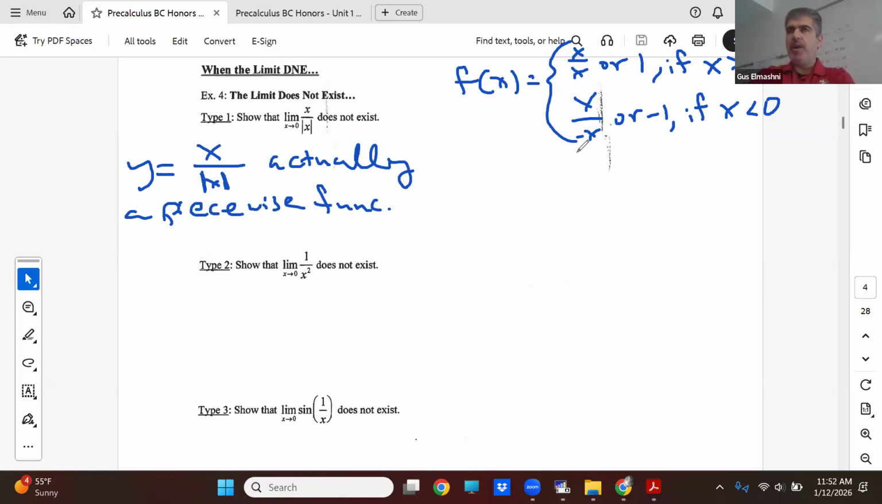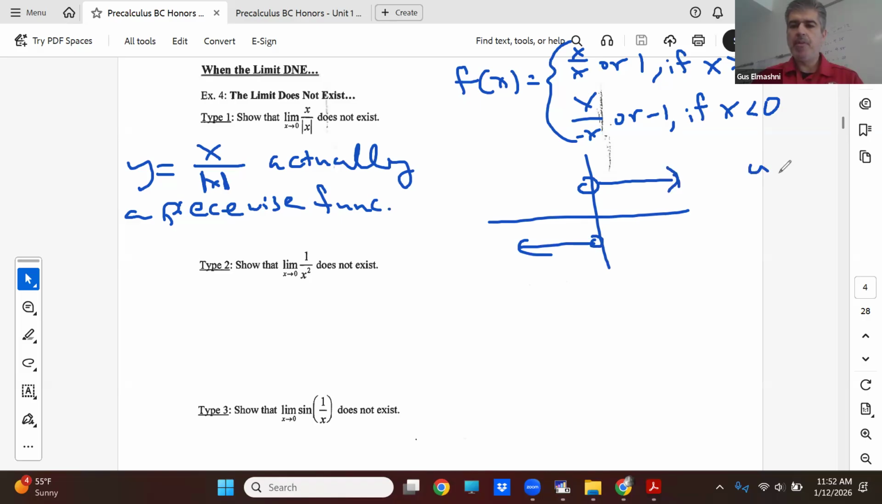Like if I plug in -2 for x, what's the absolute value of negative 2? 2, right? So you could replace the absolute value with negative x and still guarantee a positive outcome. But of course, it simplifies to -1. So when you graph it, the graph looks like this. And by the way, is it defined at 0? Nope. Undefined.